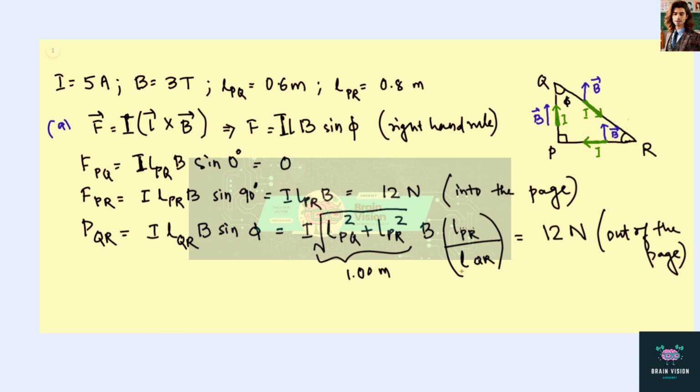Now the net force, okay, I just wrote F here instead of F. So the net force is a vector sum of all of these forces. And you see that we have 12 Newton into the page plus 12 Newton out of the page. So they just cancel. So the net force is going to be 0. So this is the second part.